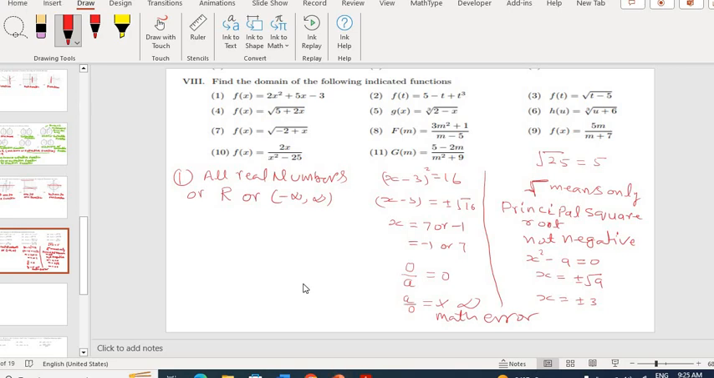In general, you can write the domain like that, or sometimes we can write it like D equals curly bracket x such that x belongs to all real numbers.